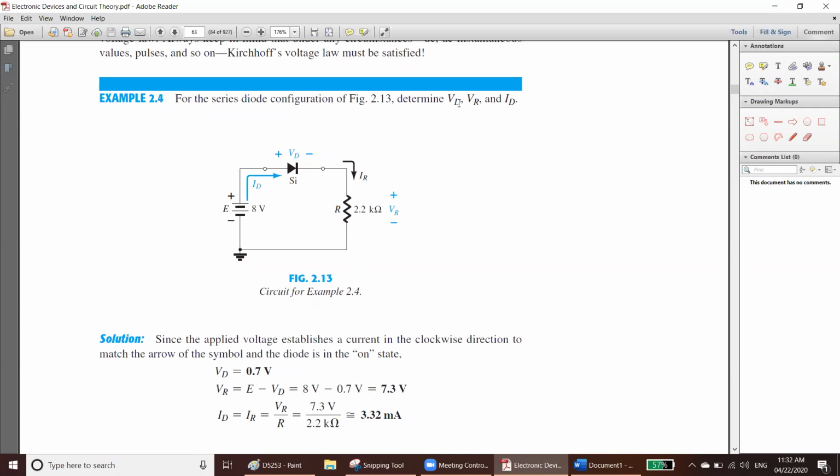So your VD is 0.7, your VR is 7.3, and your ID, that means the diode current. Diode current should be the resistance current as well, because your diode current is equal to resistance current, equal to VR divided by R. So your VR is 7.3, your R is 2.2, so your current is 3.32 milliampere. So that is very simple math.